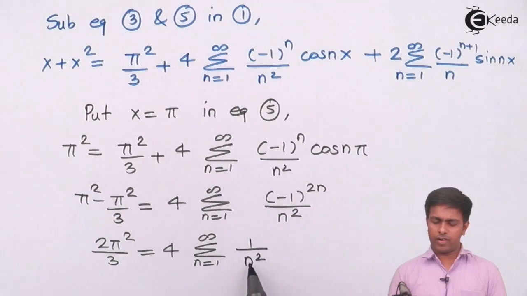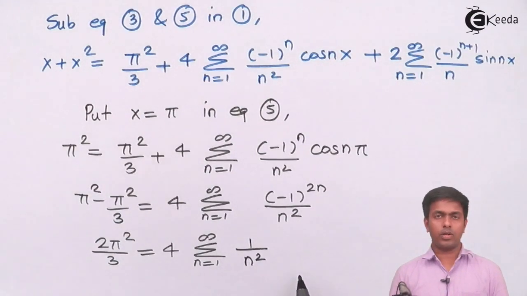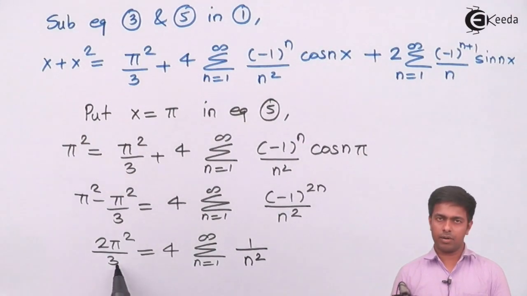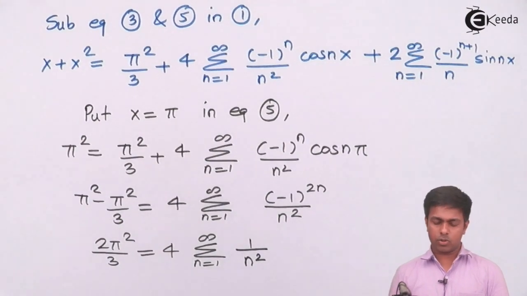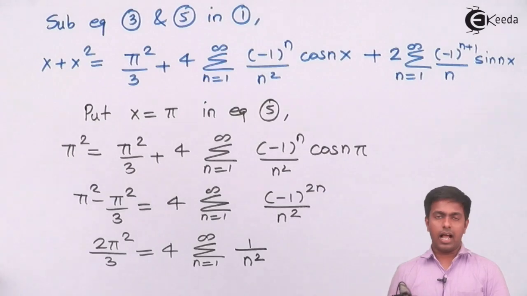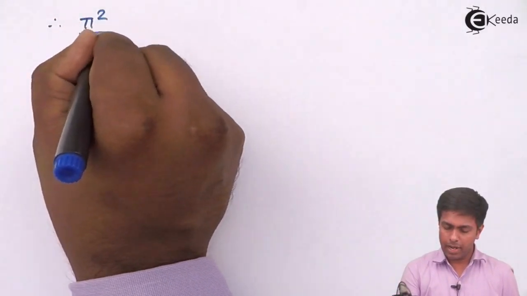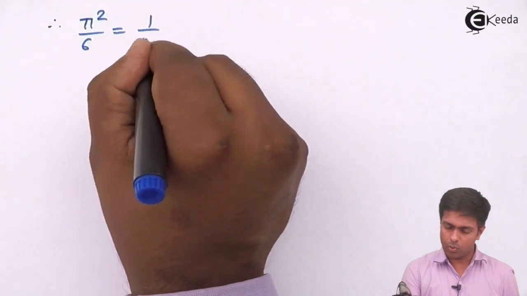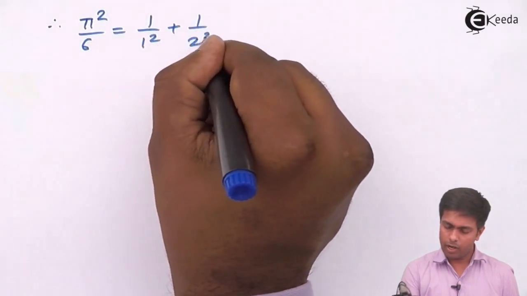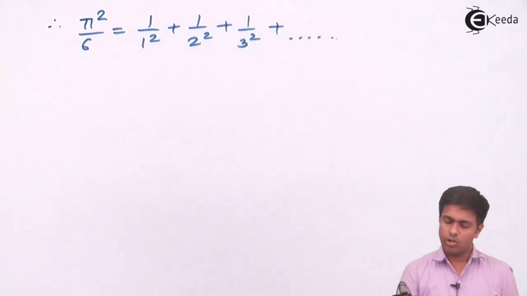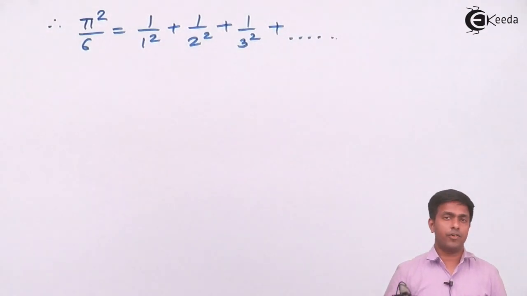Now if I put different values of n, I'll get 1 upon 1 square, 1 upon 2 square, 1 upon 3 square, that is the required right hand side, and if I take 4 here, that will become 12, and 2 pi square upon 12 is pi square by 6, and guys that is the required result. So here I'll write down, therefore pi square by 6 equals 1 upon 1 square, 1 upon 2 square, 1 upon 3 square and so on. So here we got the first result.